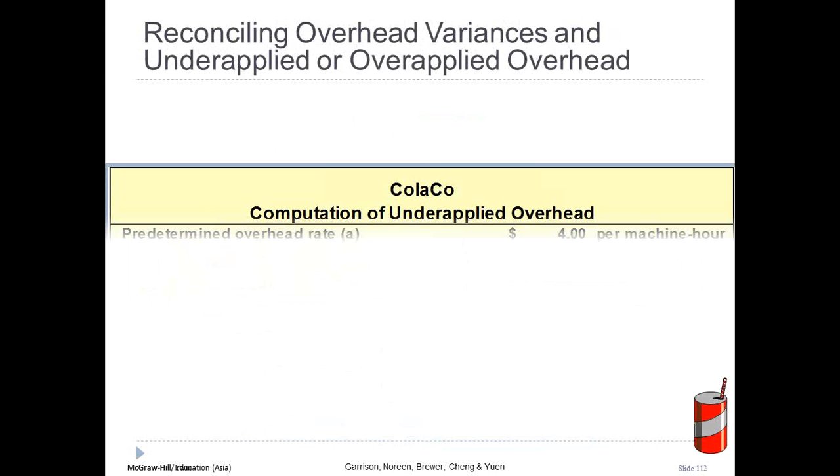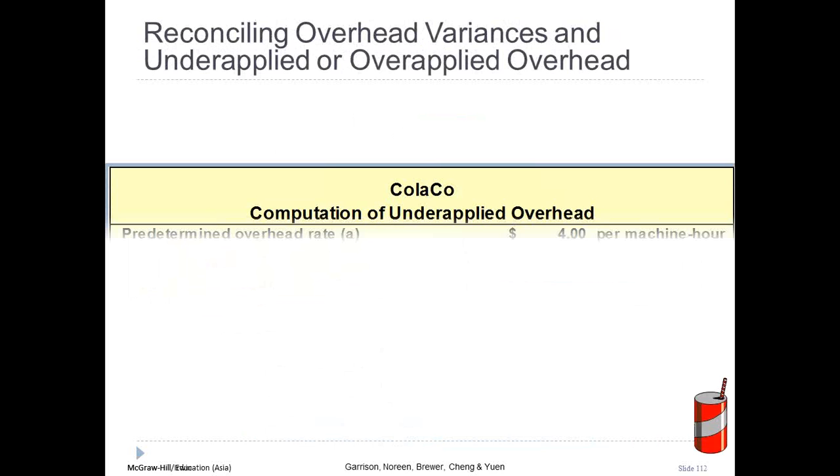The variable overhead variances of Cola can be done using the previous layout and method, comparing the actual spending, AH times AR, of $100,000 with the actual hours, 88,000, at the standard rate, $1 per hour, AH times SR equals $88,000, which gives rise to a $12,000 unfavorable rate variance. Moving down the rows, we can compare the second and third rows to derive the efficiency variance of $4,000 unfavorable.